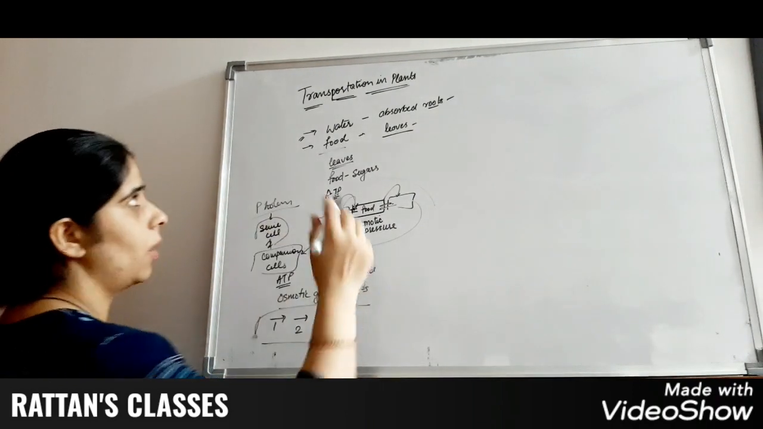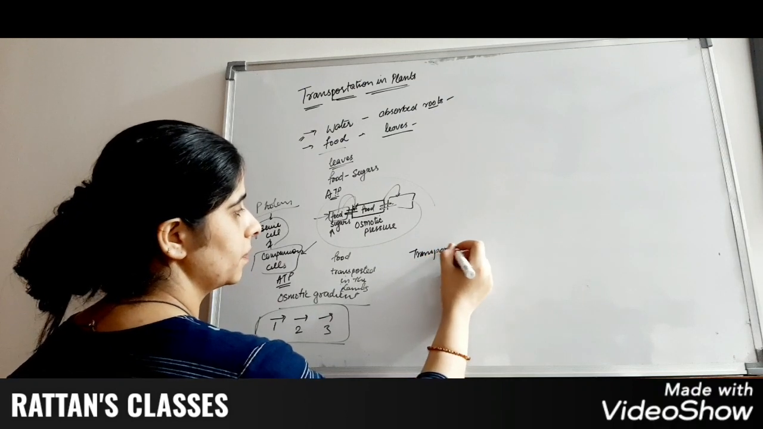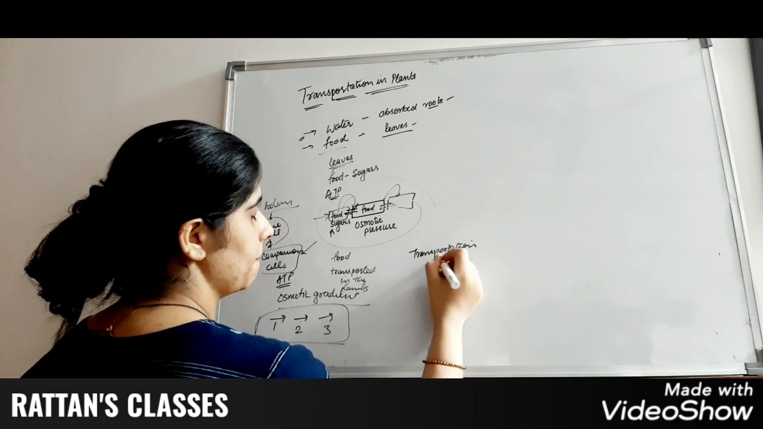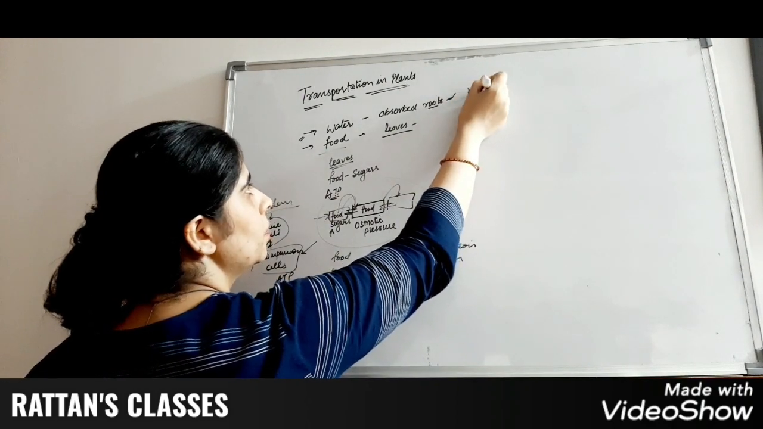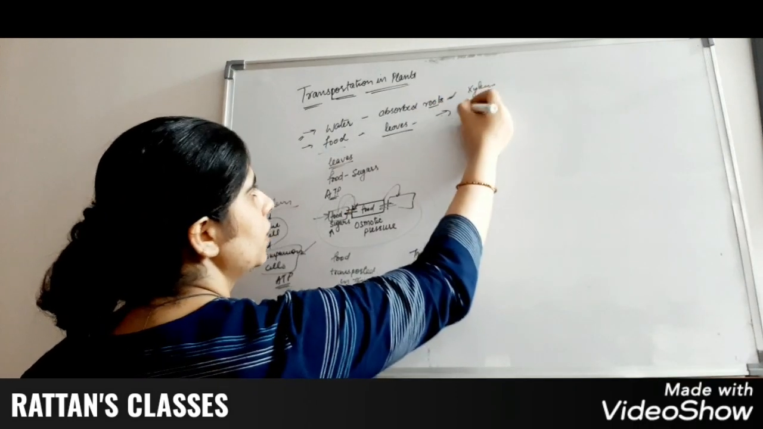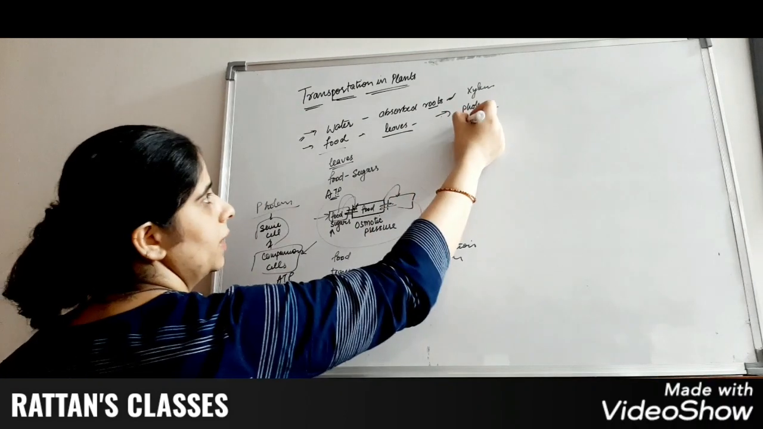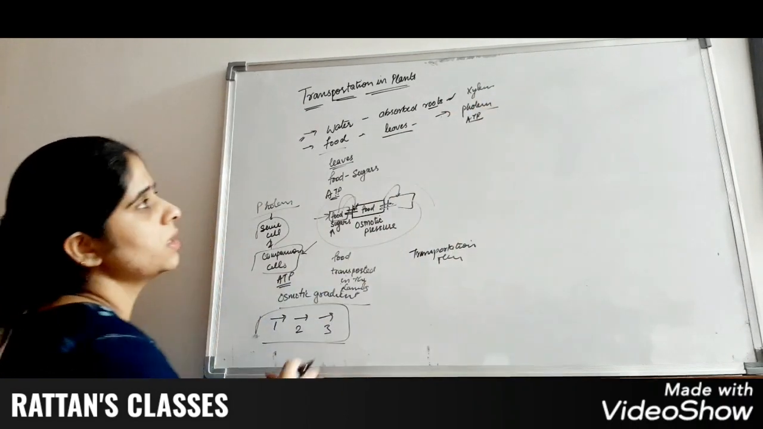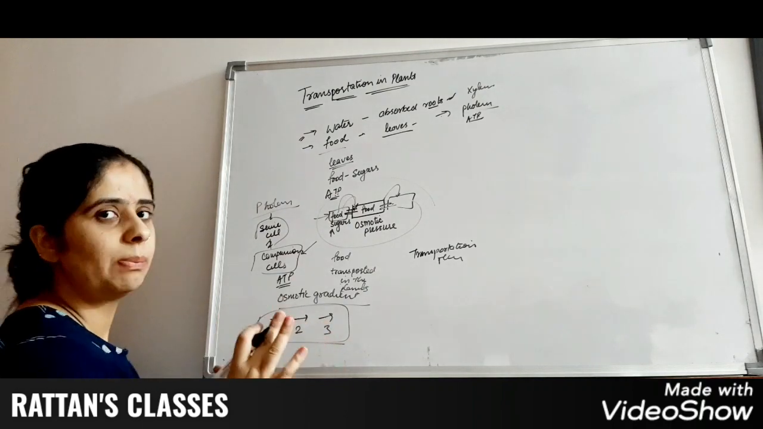This was the whole of transportation in plants. Water is transported through xylem tissue with the help of physical forces, and food is transported with phloem tissue with the help of ATP and osmotic pressure. This is how the food is transported in the plants and water is transported in the plants.